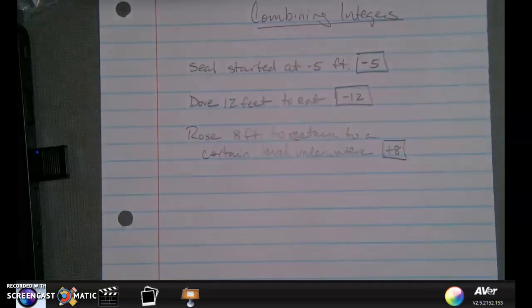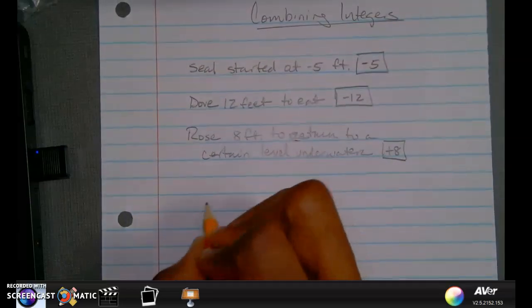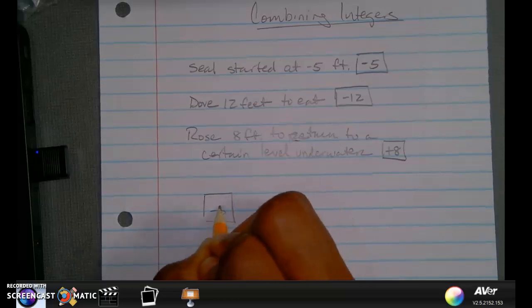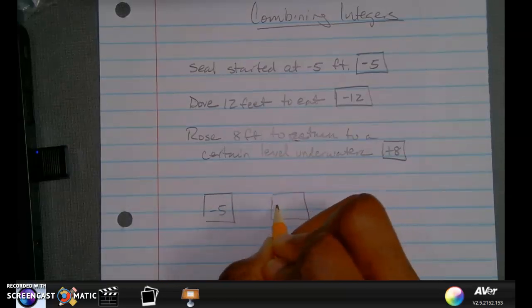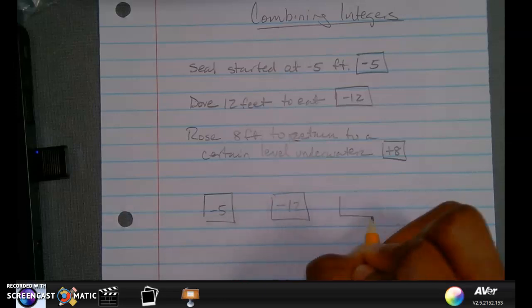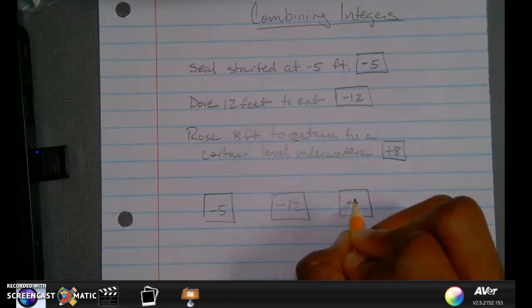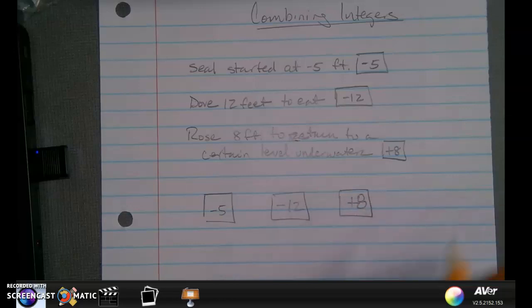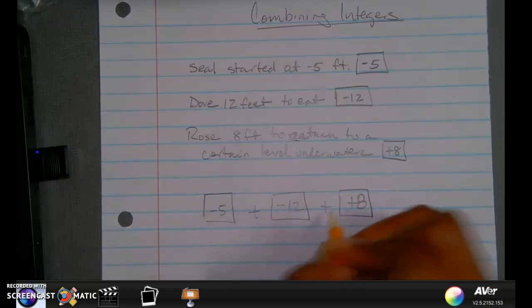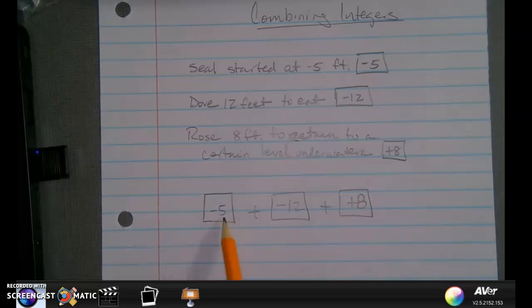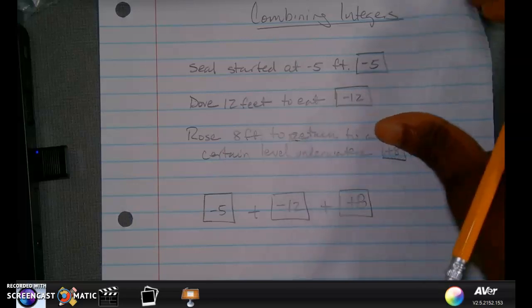Now, when I am going to put these together, what I'm going to do is I'm going to string them together. I'm going to first write my integers and what they were, but I'm going to string them together with positive signs, or addition. So again, it started off at negative 5. We're going to then add an additional negative 12. So adding a negative is like subtracting, but we're not going to say that word. I just want to combine them, so that's why we're using the addition sign. Then I'm going to add an additional 8 feet to its surface.